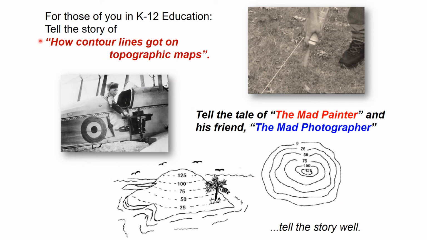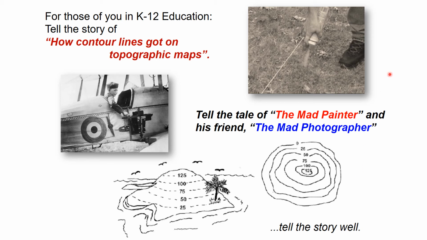Oh, for those of you that are in K-12 education, and if the subject of topographic maps comes up sometime, and you need to explain to kids topographic maps, let me share with you a story that my old geomorphology teacher told me many, many years ago. It's the story of how contour lines got on topographic maps. And he told the tale of the mad painter and the mad photographer. All right, let's talk about what that is.